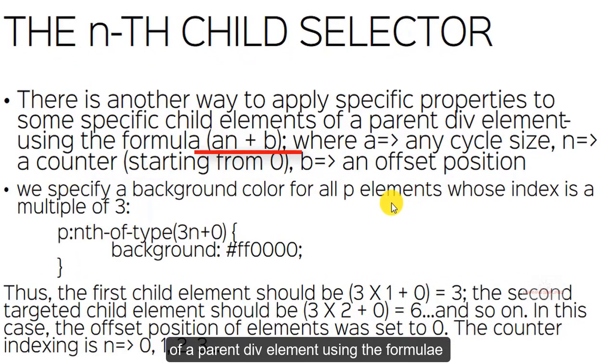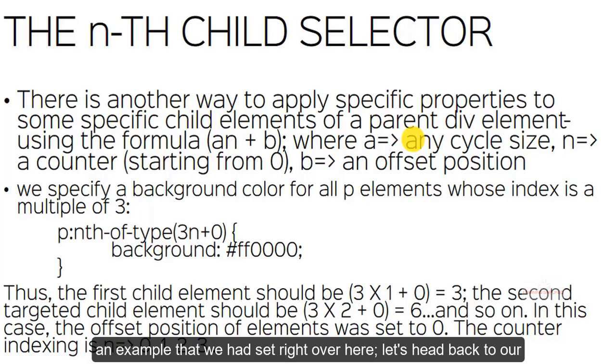element using the formula an plus b. So the formula is an plus b, where a equals any cycle size. That means from 1 to infinity we may set any cycle size for the element. N is a counter that starts directly from 0 and b is an offset position. This is practically an example that we had set right over here.